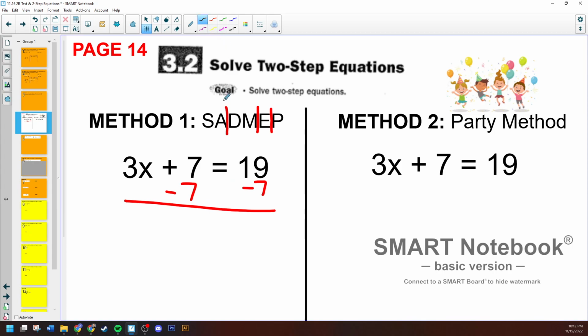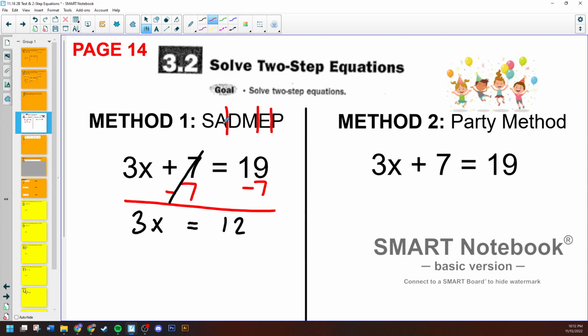And then, since the positive 7 and negative 7 cancel out, the thing that we're going to drag down is 3x. That's all that's remaining on the left side now. And that is equal to, well, 19 minus 7 is 12. And we write that down. You must have this line right here. Make sure you bring down that 3x.